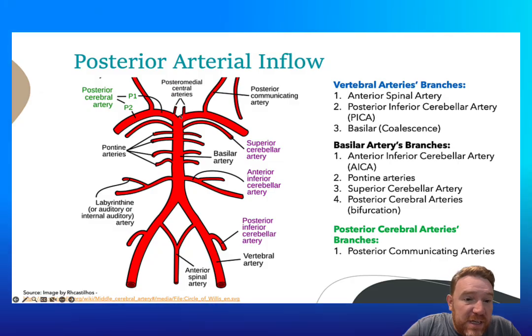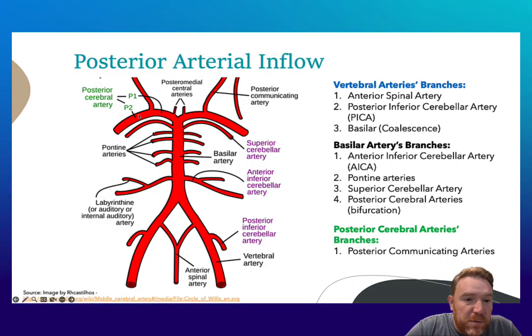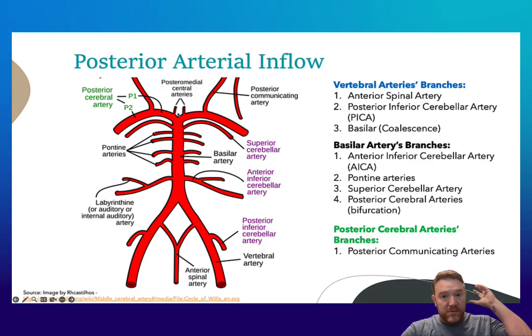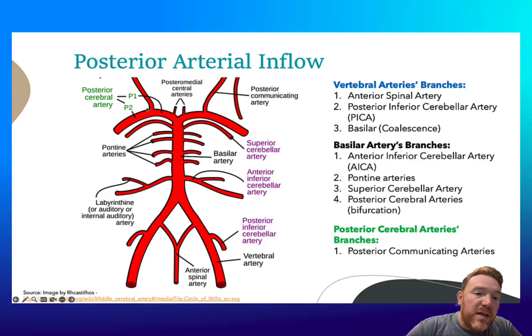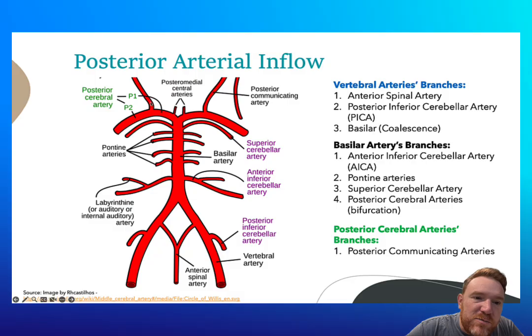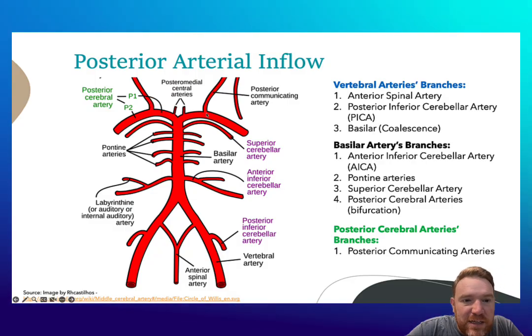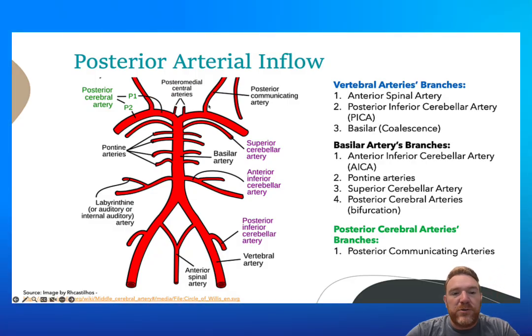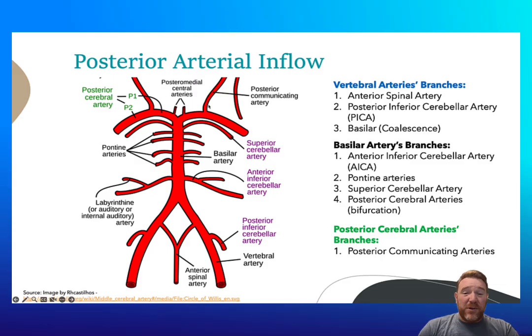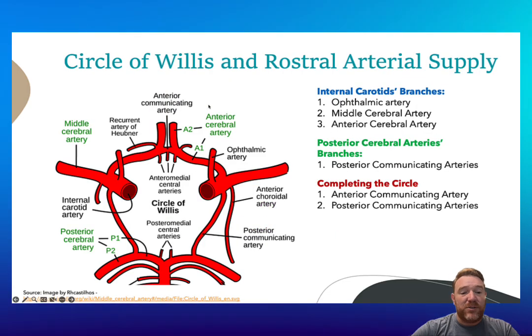Now, what we see here is that posterior cerebral artery, that one going to the occipital lobe there, it's got a little branch that's running anteriorly. This little anastomosis here is called the posterior communicating artery, and that posterior communicating artery is anastomosing with the middle cerebral artery. So let's back up. We see our circle of Willis is starting to take form here.